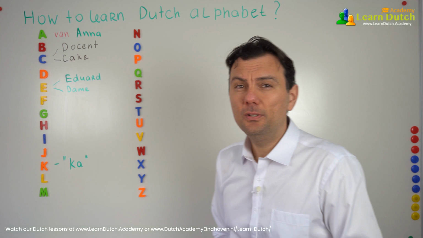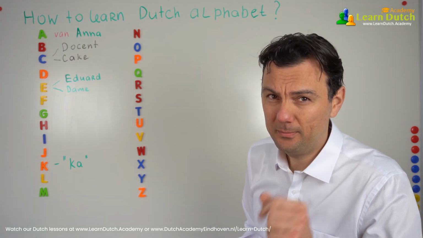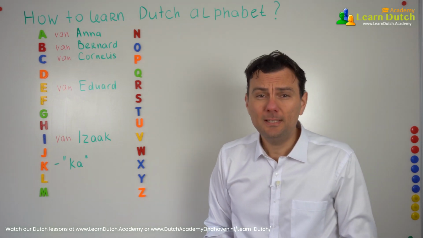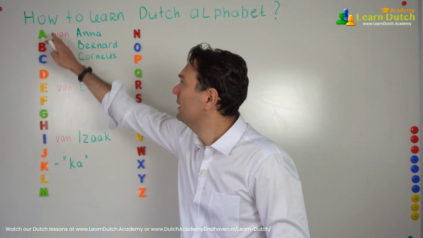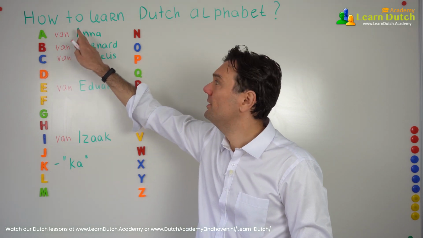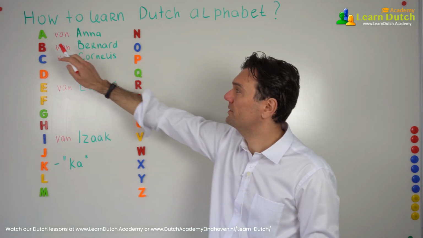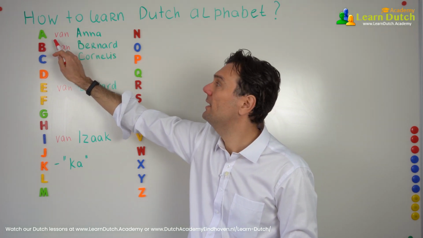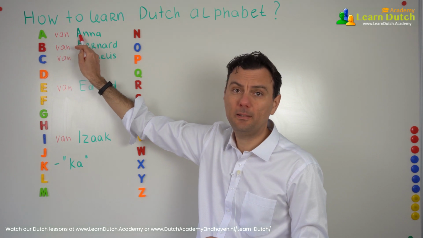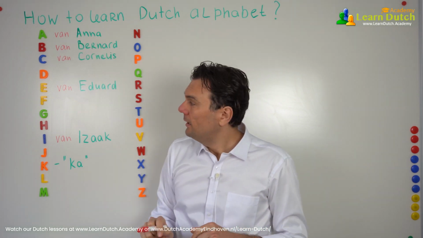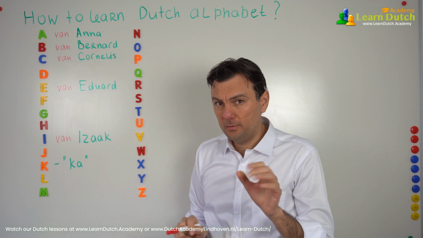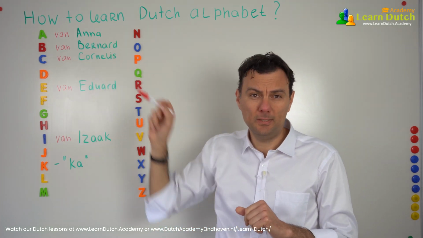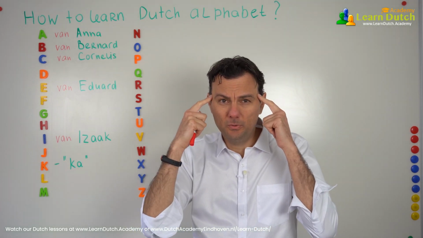You should learn Dutch phone alphabet, which is telephone alphabet. In the Dutch phone alphabet, each letter is connected to a Dutch name. Here's an example. A van Anna. It means A from Anna. I want you to learn Dutch letters and Dutch names together and remember them also together.